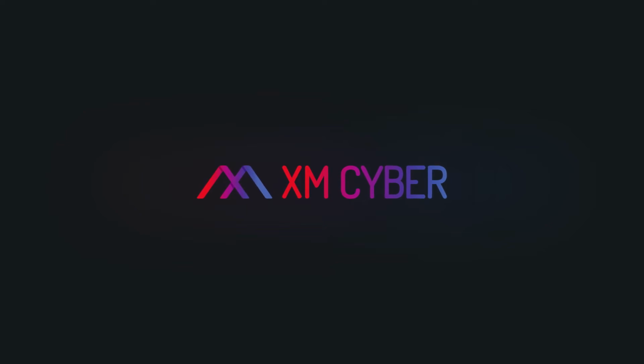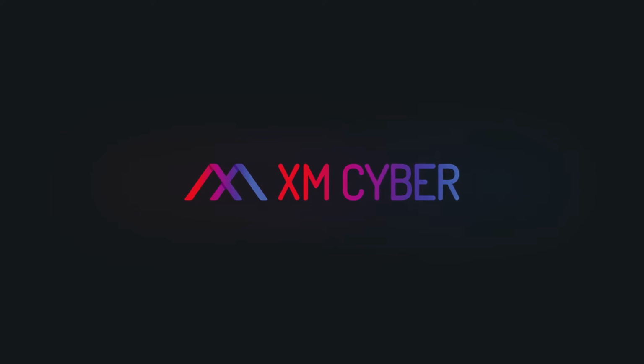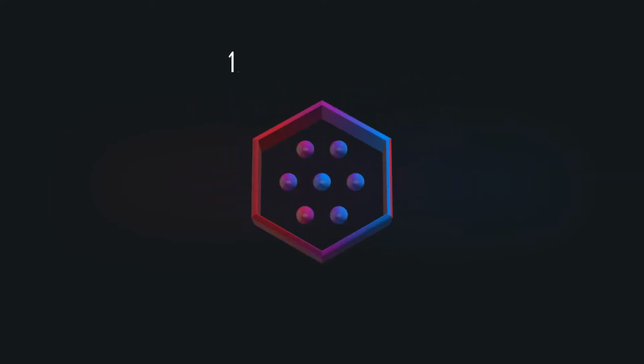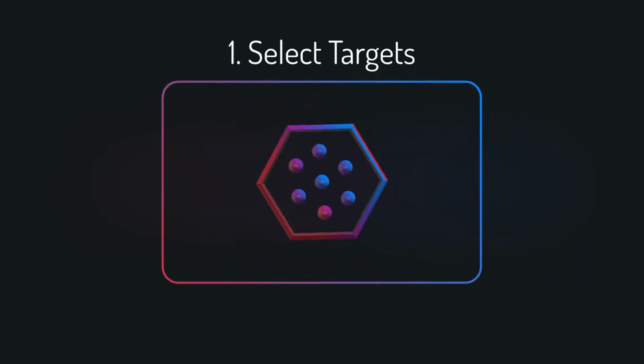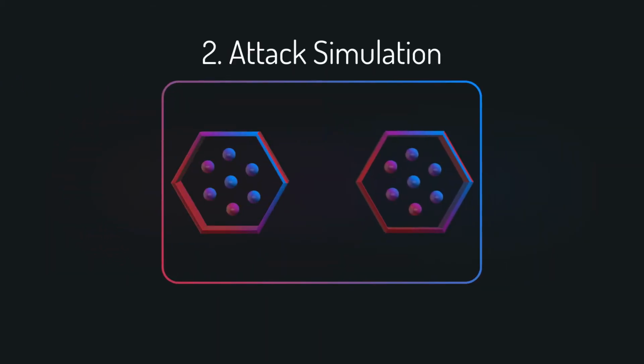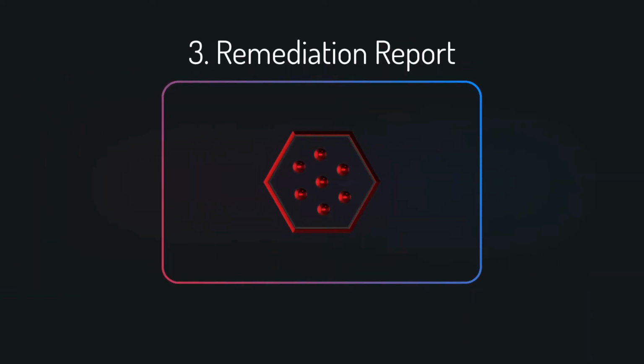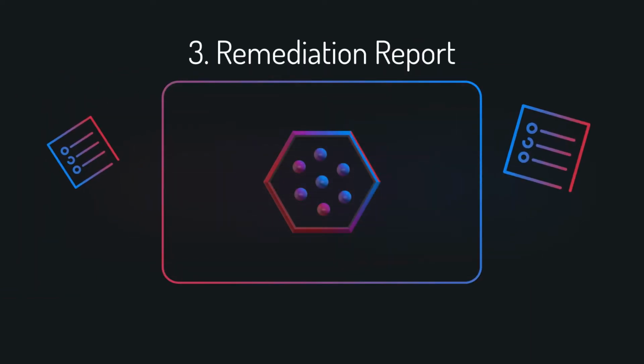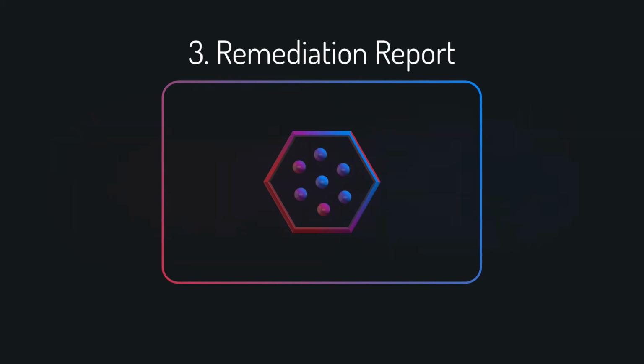XM Cyber's simulation and remediation platform works in 3 easy steps. Step 1. Select the targets for the attack simulations, which are the critical assets in the organization. Step 2. The platform automatically runs the cyber attack simulations, exposing attack vectors to the assets. Step 3. A prioritized actionable remediation report is presented with the most critical issues to be fixed.